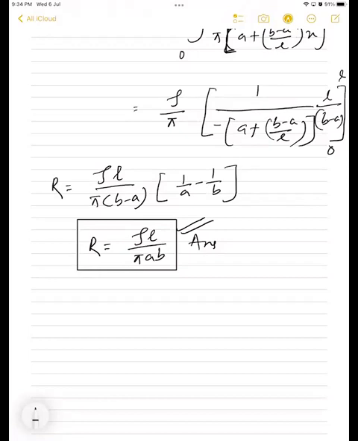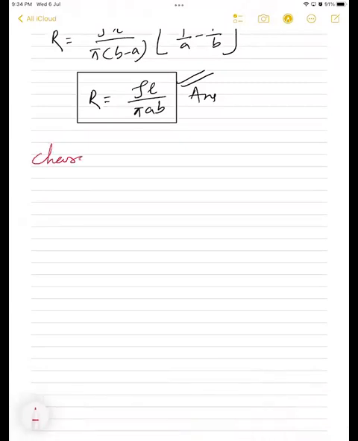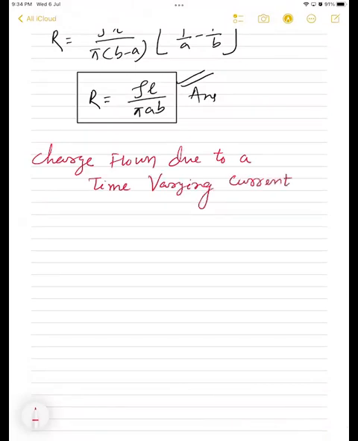Sometimes it will be required to find the charge flown due to a time varying current. Some questions used to come on this, another concept, right? Charge flown due to a time varying current.